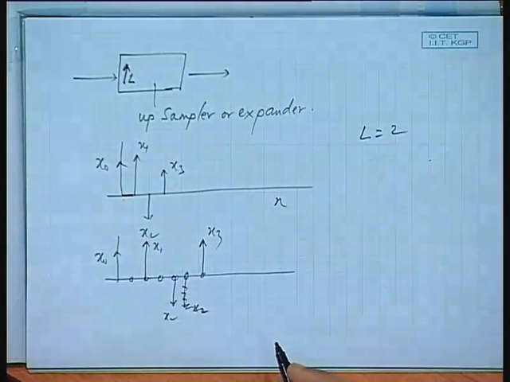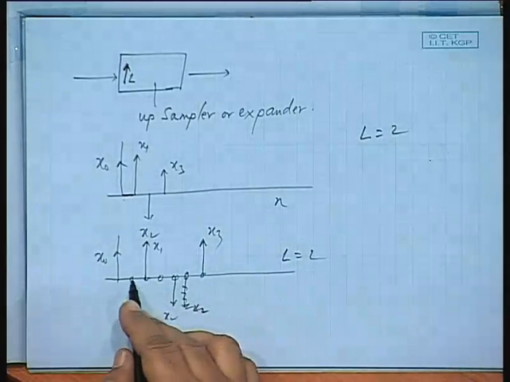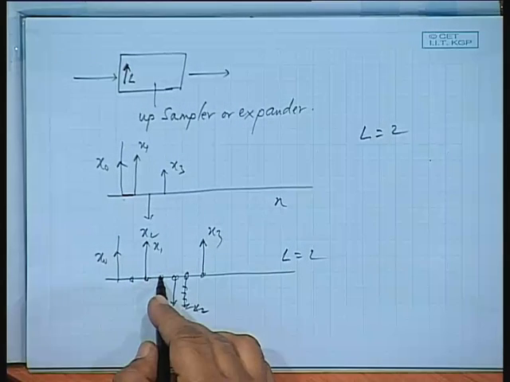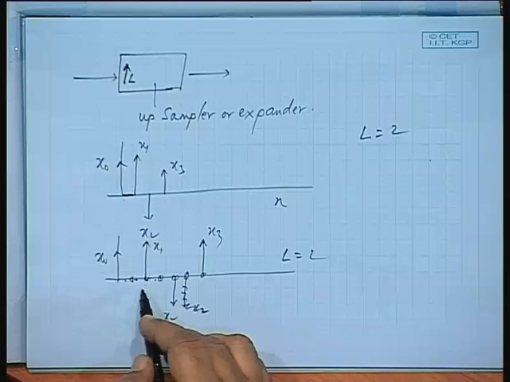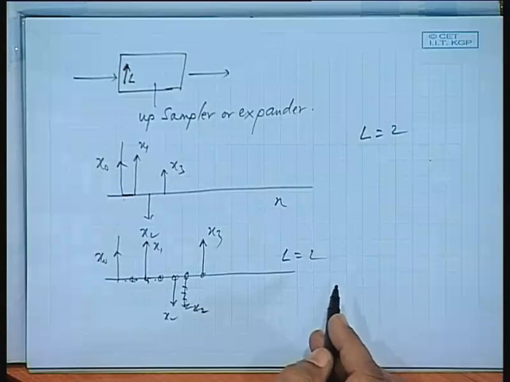Okay. If L is equal to 2, if L is equal to 3, then there will be 2 such gaps, I mean 3 such blocks, that means 2 zeros inserted and so on. So, what will be the mathematical expression for this?